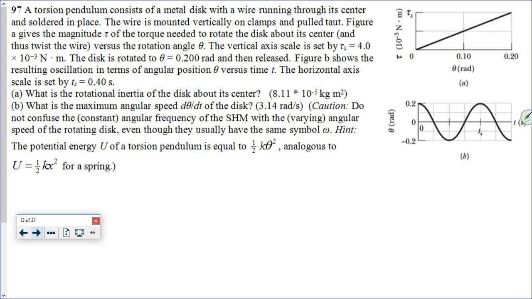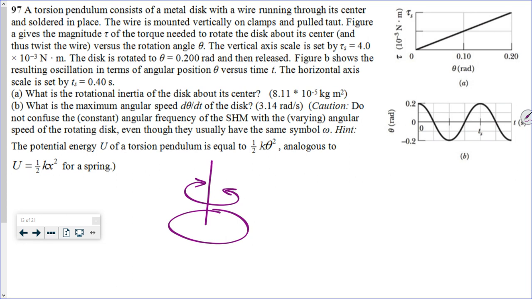All right? So, a torsion pendulum consists of a metal disc with a wire running through its center. So this is sort of like the classic thing. Picture a metal disc with a wire. You twist it, and it's going to oscillate back and forth, like that. Cool? So that's what this description means. A metal disc with a wire running through its center, and it's soldered into place. The wire is mounted vertically on clamps and pulled taut.